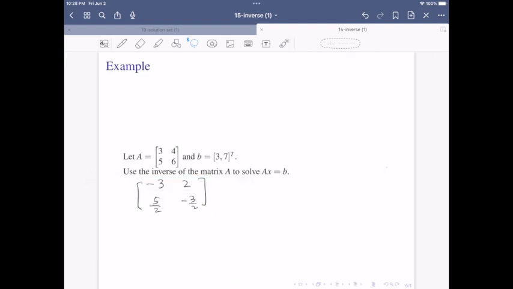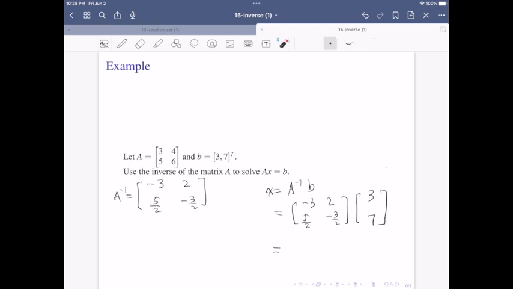So now we're going to use this inverse to solve for AX equals B. So what you do is multiply A inverse times B, where A inverse is negative 3, 5 over 2, negative 3 over 2, and B is 3, 7.